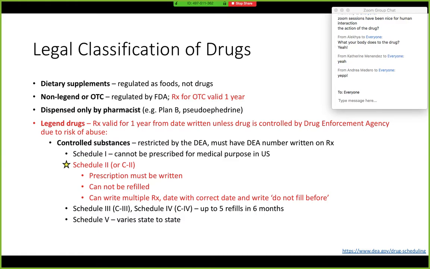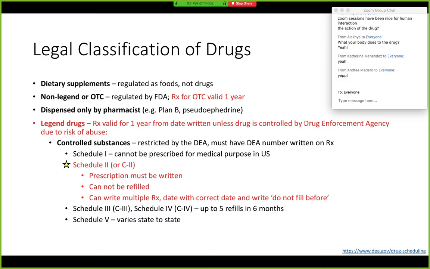A Schedule 3 drug, and I got this from the DEA website down in the bottom corner there. I gave you a link if you want to read more about this. But Schedule 3 would be something like testosterone or products containing less than 90 milligrams of codeine. Schedule 4 would be something like alprazolam, which is Xanax, or diazepam, which is Valium. And then Schedule 5 is something like pregabalin or Lyrica. So Schedule 5, you're looking at the drugs with least risks for abuse or dependency.